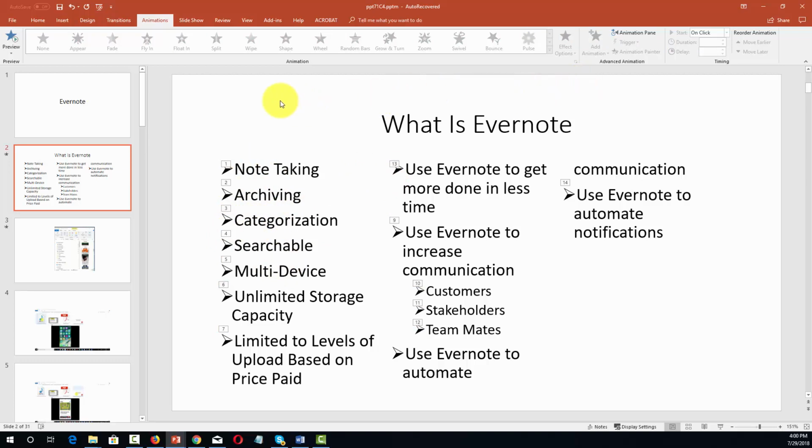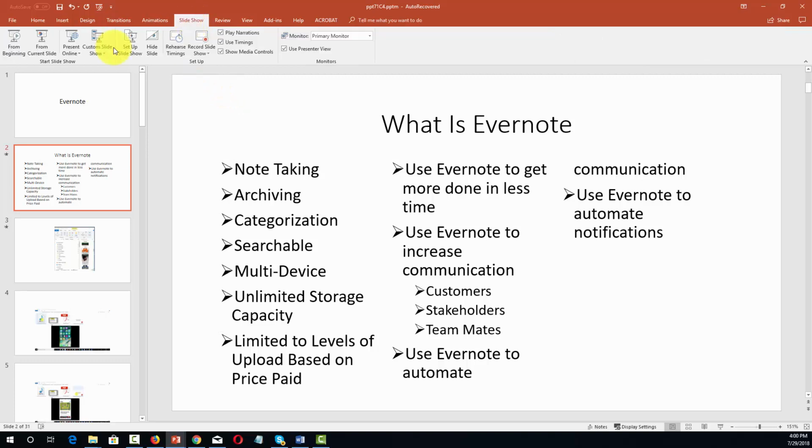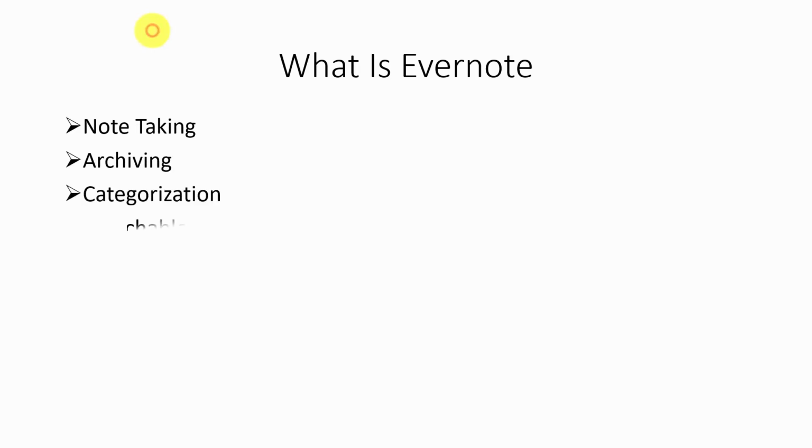Now, in order to see how this is going to appear during an actual slideshow, we're going to go to our slideshow menu. We're going to click from the beginning. And we're going to display the animation. And you'll notice that each one comes in on the mouse click.